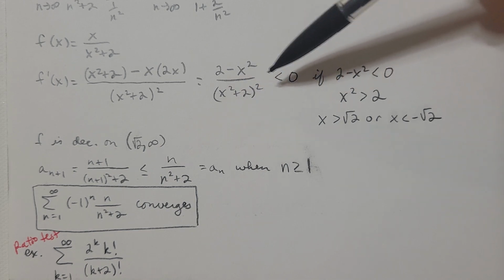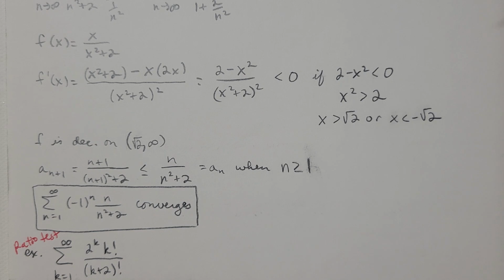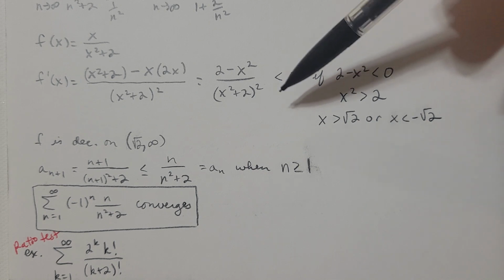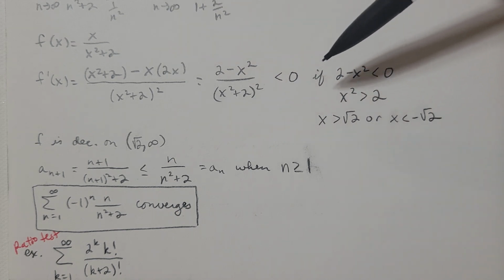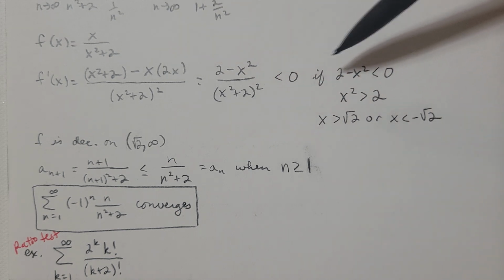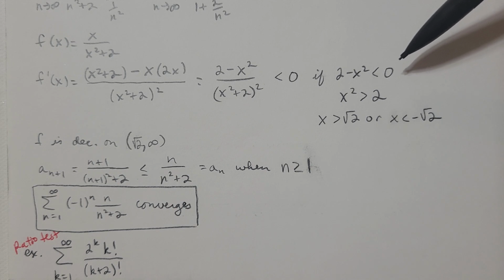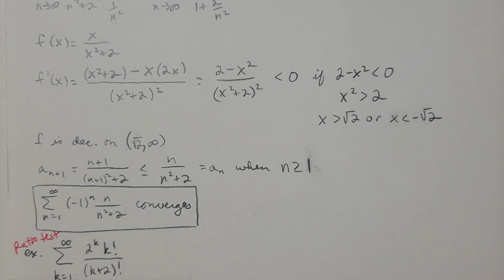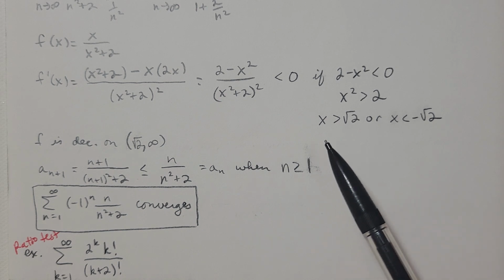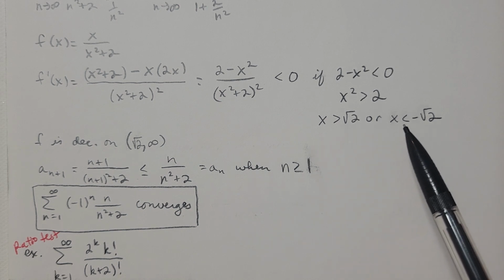Okay, now in the denominator, we're always going to have a positive number no matter what, because we're squaring this expression there. So this is going to be less than 0, meaning that the terms are going to be decreasing, when the numerator is less than 0. Okay, so I got 2 minus x squared less than 0, and if I solve this inequality, add x squared to both sides, I got x squared greater than 2, so then take the square root of both sides. X is greater than root 2, or x is less than negative root 2.